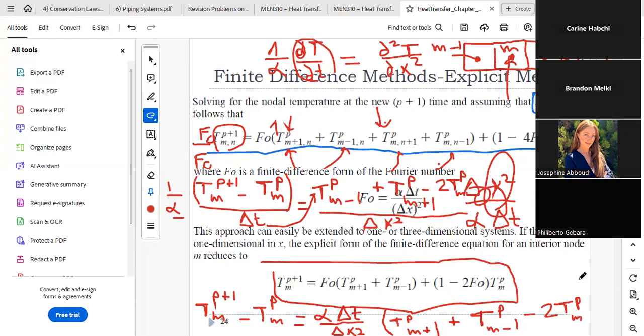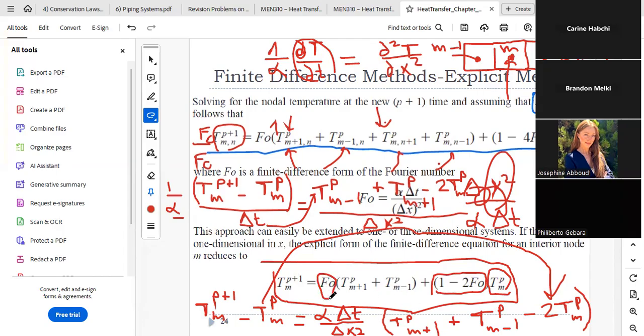Okay, so now you can say that if I take this term TPM to the other side, what will be the total coefficient of TPM? The total coefficient of TPM is, already you have minus 2 times Fourier. And when you take this term to the other side, it's plus 1. So the total coefficient of TPM is 1 minus 2 times Fourier number, while the coefficient for TPM plus 1 and TPM minus 1 is Fourier.